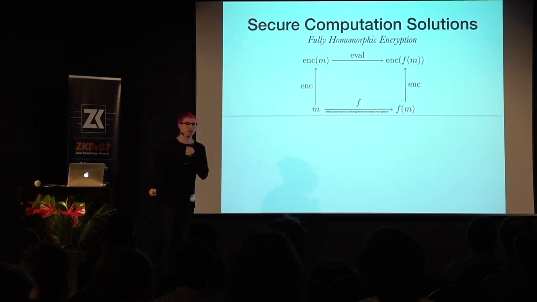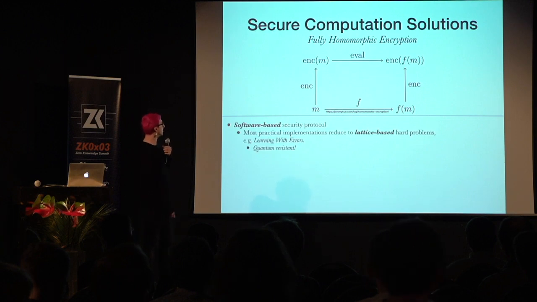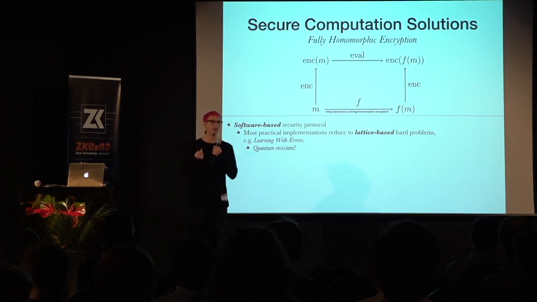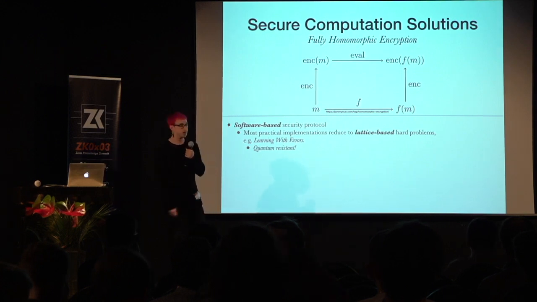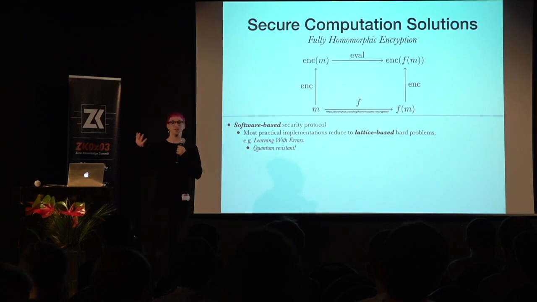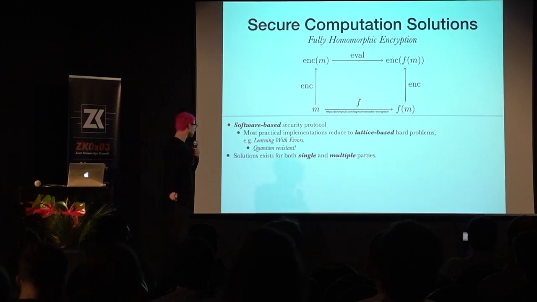So now we can get into the meat of what I'm going to be discussing here. Fully homomorphic encryption. It is a software-based security protocol. We can reduce the security to hard lattice-based cryptographic problems. The most practical implementations reduce to learning with errors, which is actually a quantum-resistant problem. So if there exists a really strong quantum computer, this is incapable of being broken by that quantum computer.